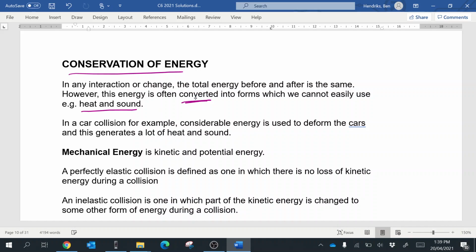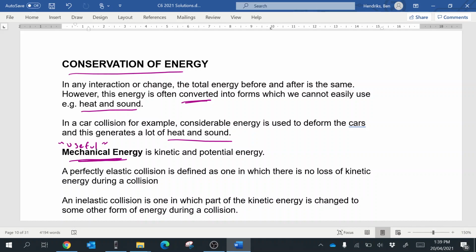are two examples of energy, and we kind of think of that as energy being lost, but really it's being converted. So in a car collision, for example, considerable energy is used to deform the cars, and this generates a lot of heat and sound which can't be used. Mechanical energy, that is useful energy, so we can think of that as useful energy, is kinetic and potential energy.